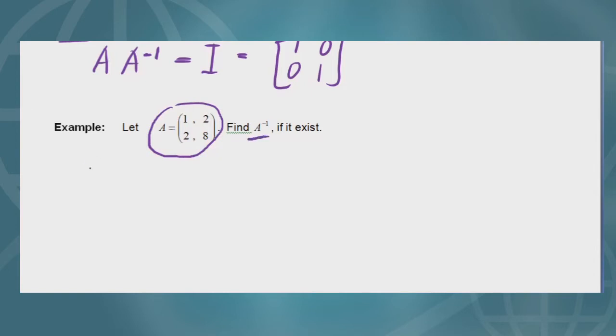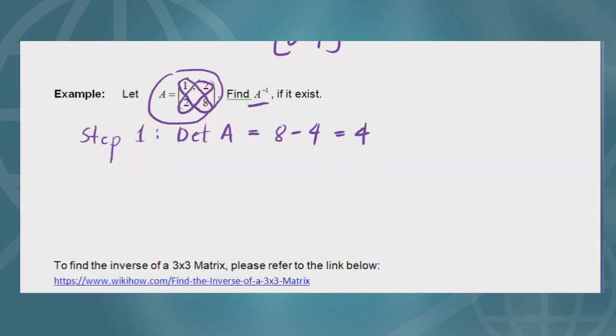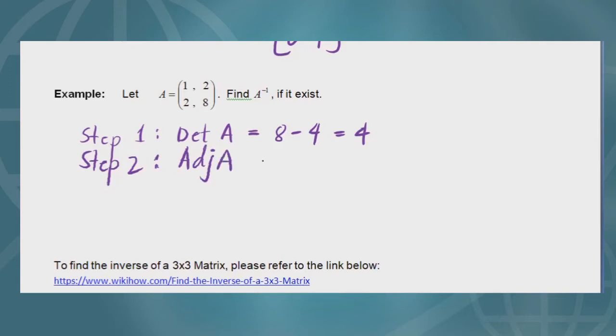So first step, you need to get the determinant of matrix A. What you need to do is just cross multiply 1, 8, then 2, 2, then subtract the answer. 1 times 8 is 8, minus 2 times 2 is 4. So the determinant of A should be 4.